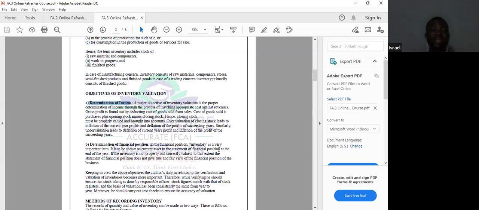Now, if that's the case, we all agree also that cost of sales is what? Opening inventory plus purchases minus what? Minus closing inventory. In order for us to calculate our profit, we need to value our closing inventory. We want to value it because we need to know the amount based on the concept.